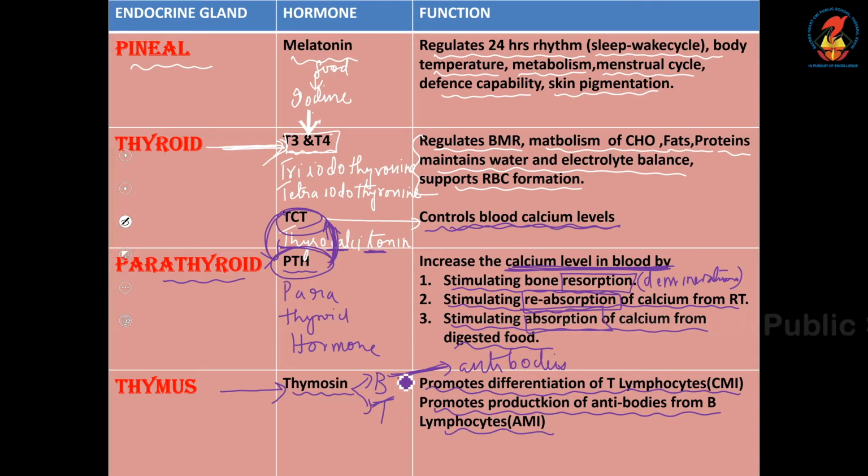So the thymosin helps the B to produce the antibodies. That's how it's helping the B lymphocytes. Clear? I hope that's not confusing.